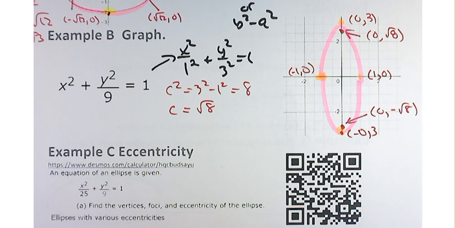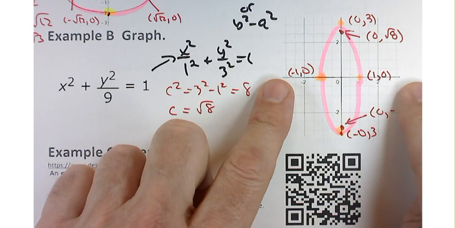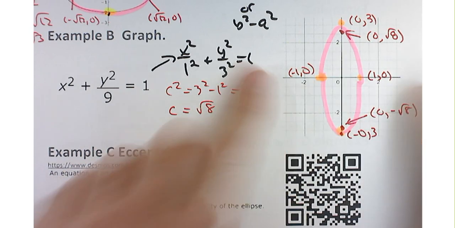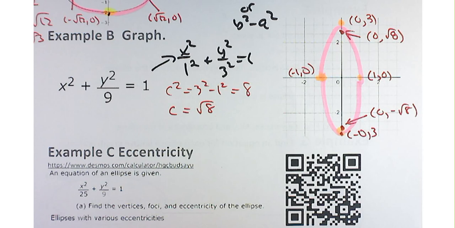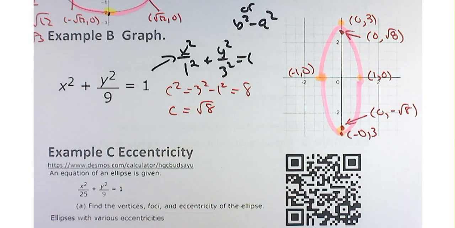So for instance, if I tried to put the foci here, if I moved a square root of 8 to the right or square root of 8 to the left, I'd be outside of my ellipse, and I wouldn't have that anymore. So it's kind of annoying. All right, and I'm afraid that's it. That's all we're doing for the graph in B. Are we good there? Yeah? All right.